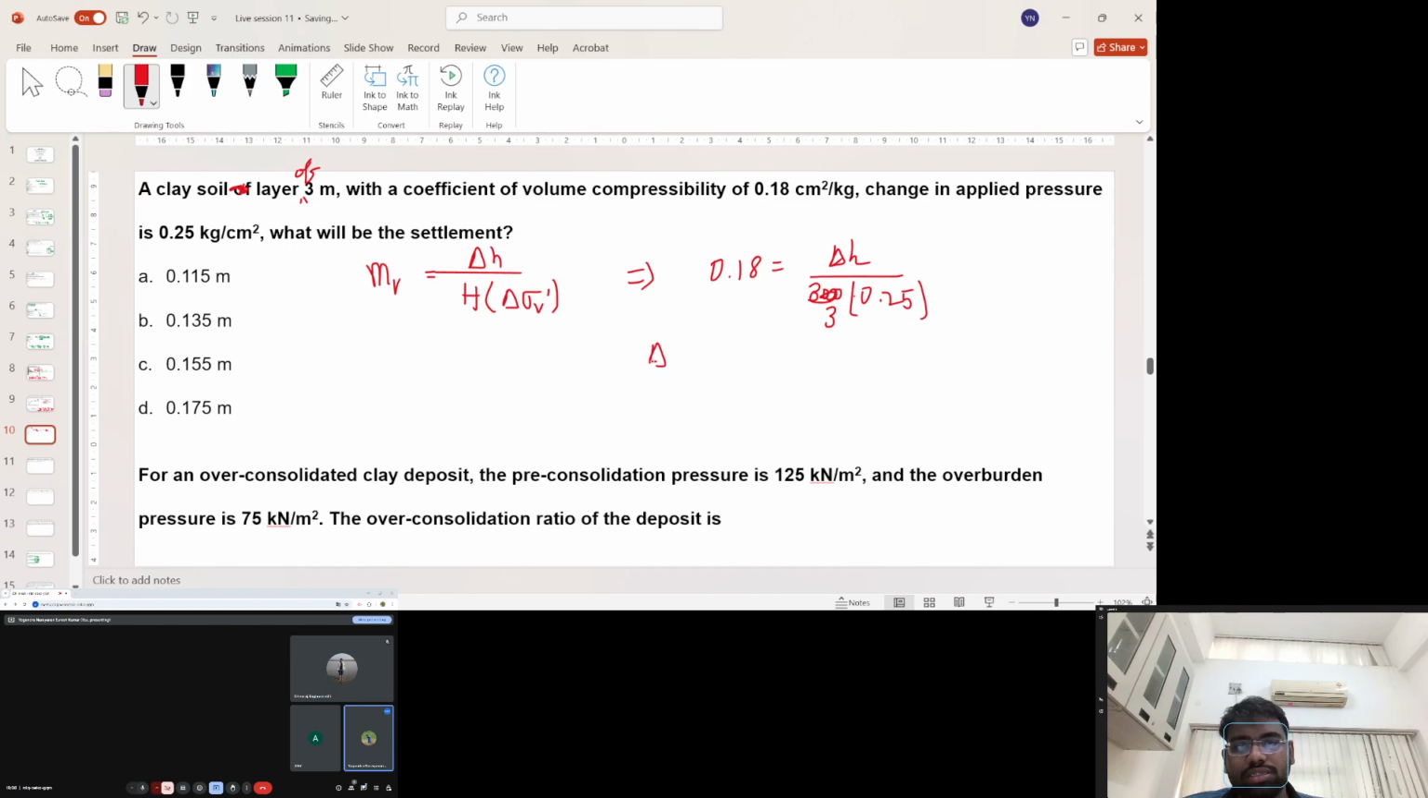So delta H is 0.18 into 3 into 0.25. Option B, sir. 0.135. Yeah, so it is 0.135 meters.